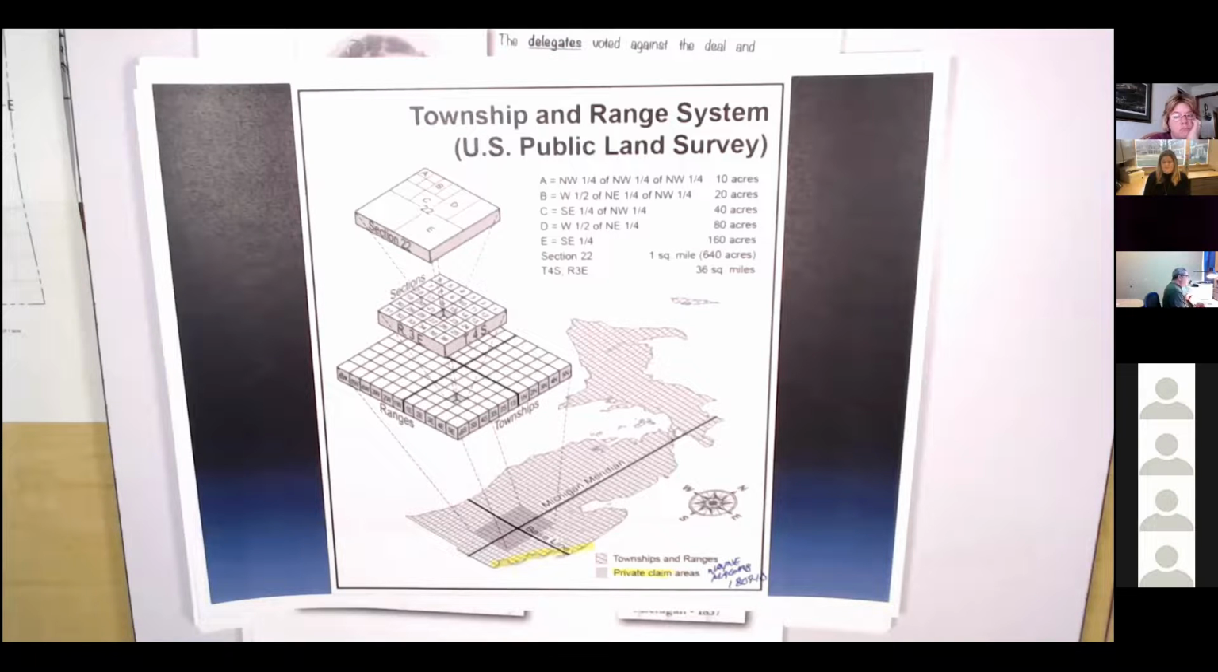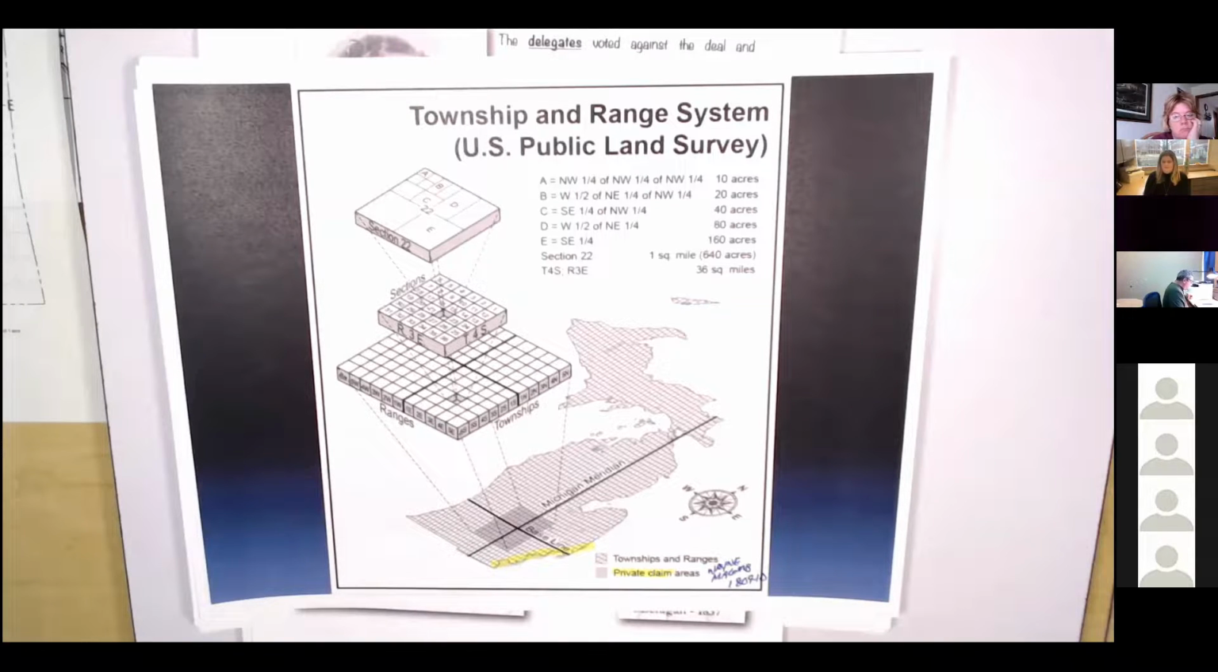If somebody describes a piece of property by saying what section it's in, but they don't say the township and range, that could be in any one of thousands of different places in the state of Michigan. When you give a description of a piece of property and you say it's in township number such and such, range number such and such, and section number such and such, those three numbers narrow the location of that property down to 1 square mile.